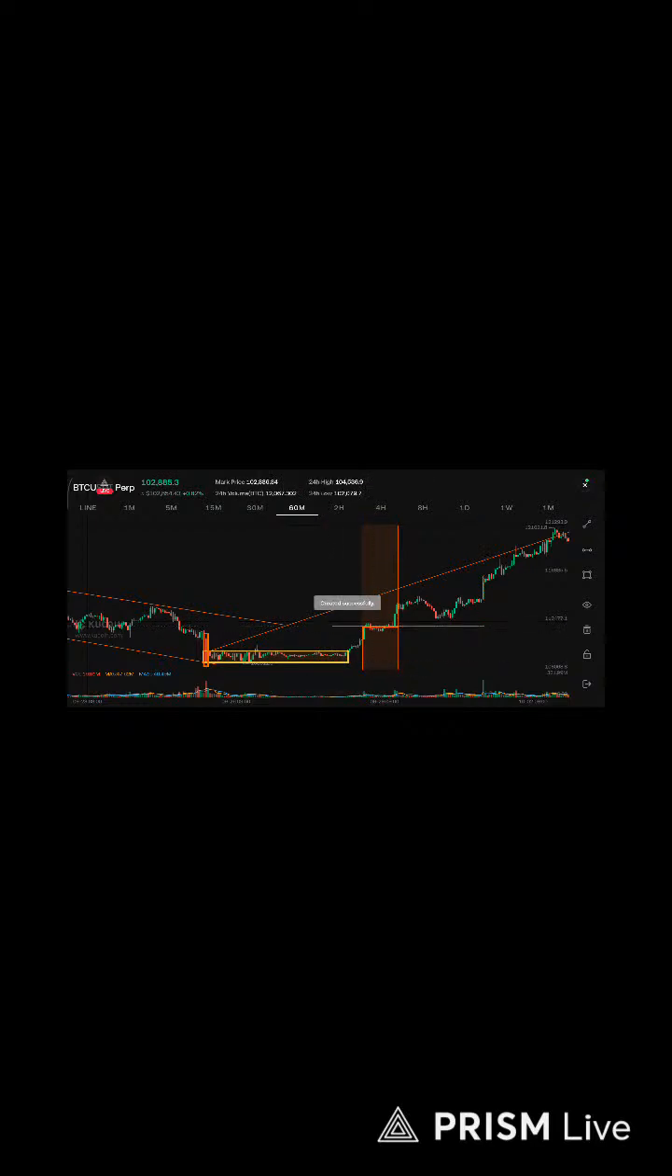Stay with me. This would have been your entry. The blue line is your entry, the green candle is your profit, and the red candle is your stop loss. So you would still have made a massive profit.